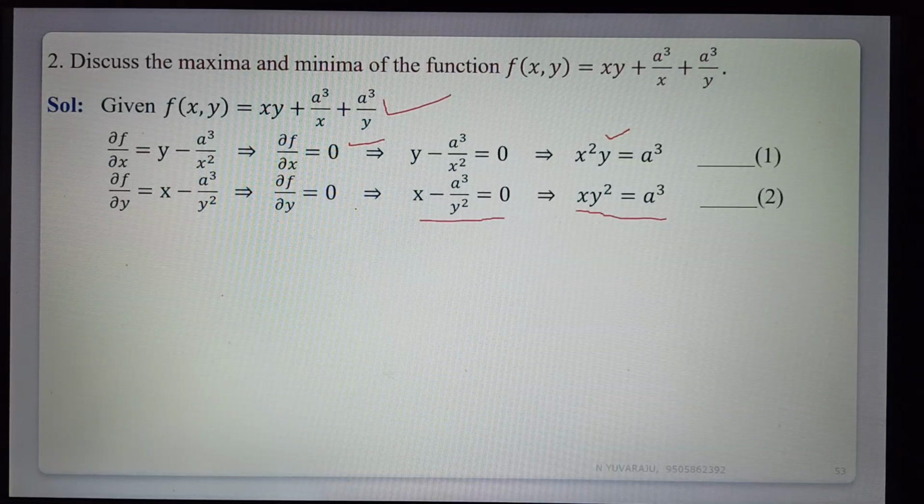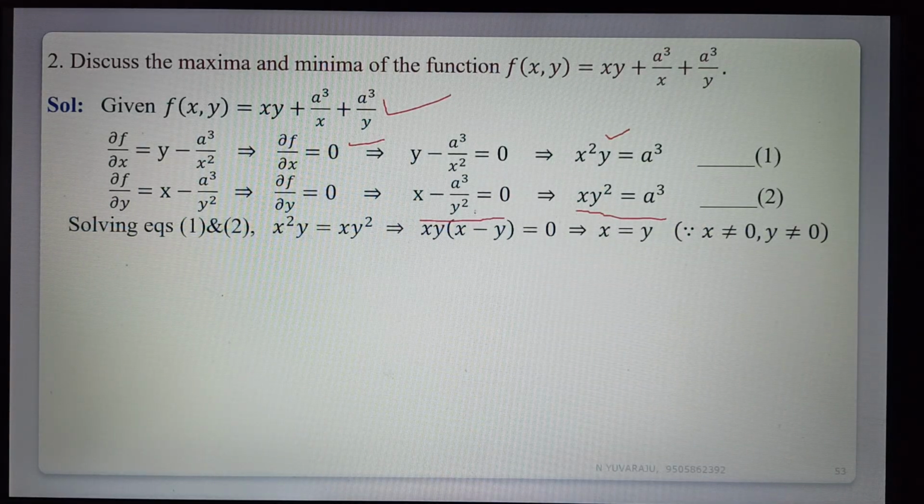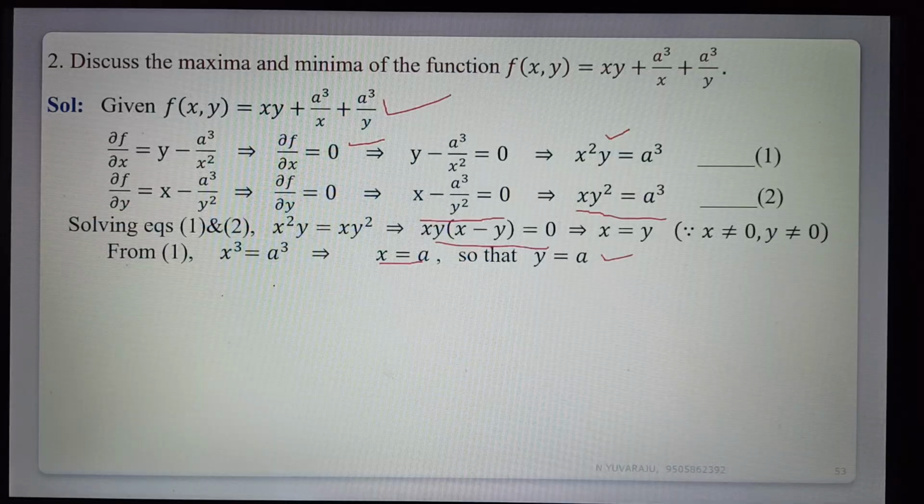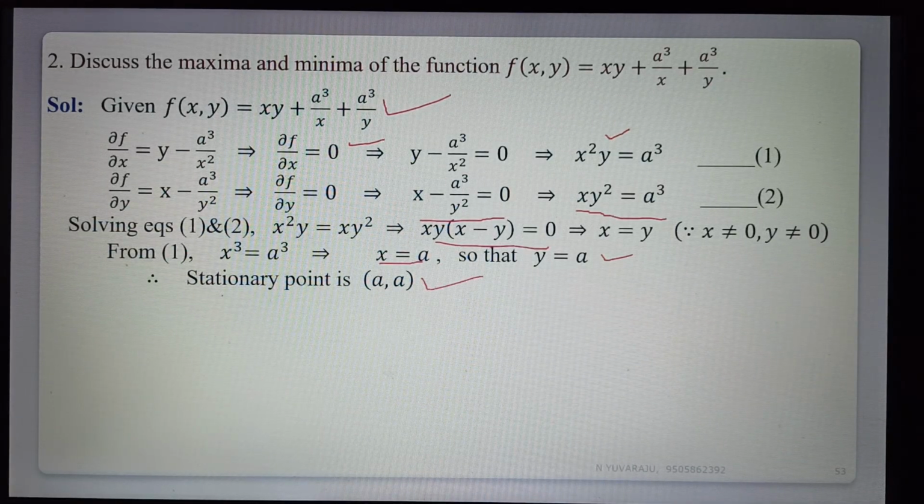Now solving the two equations 1 and 2, both are a³, so x²y is equal to xy². Writing on one side, xy common, xy(x - y) is equal to 0. So xy is not equal to 0, because x and y are not equal to 0. Therefore x - y is equal to 0. So solving, from equation 1, x is equal to y. Substituting, x³ is equal to a³, x is equal to a, so y is equal to a automatically. Therefore the point is (a, a), and only a single point exists, that is the stationary point (a, a).